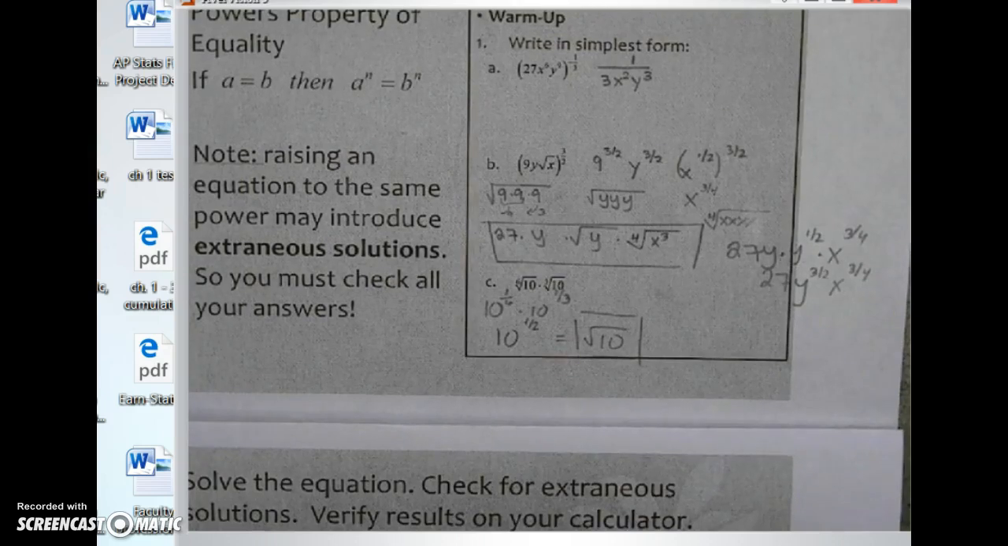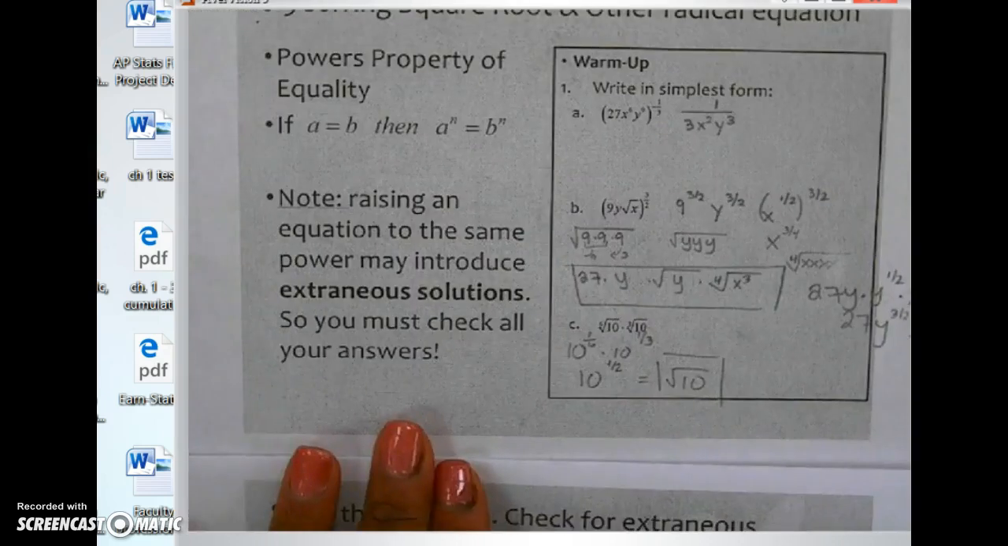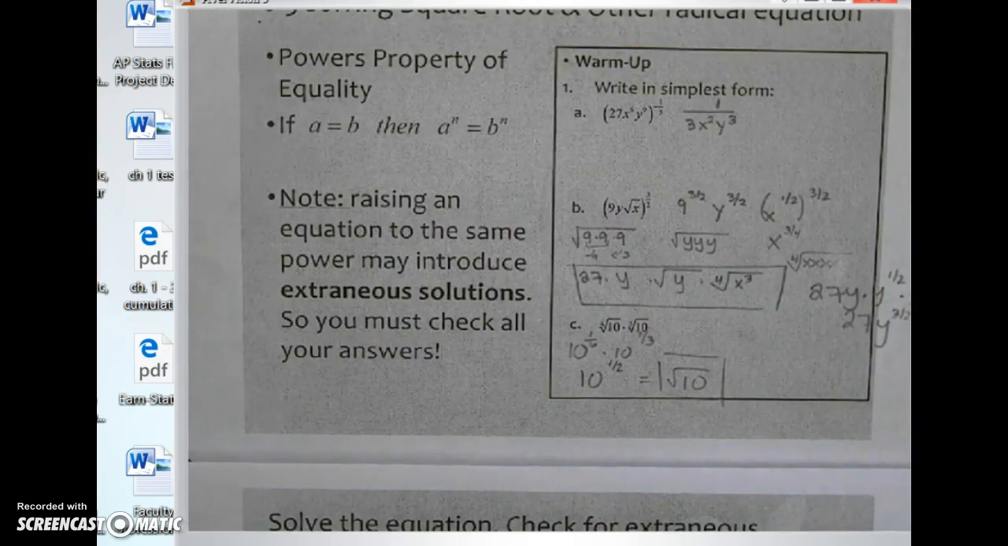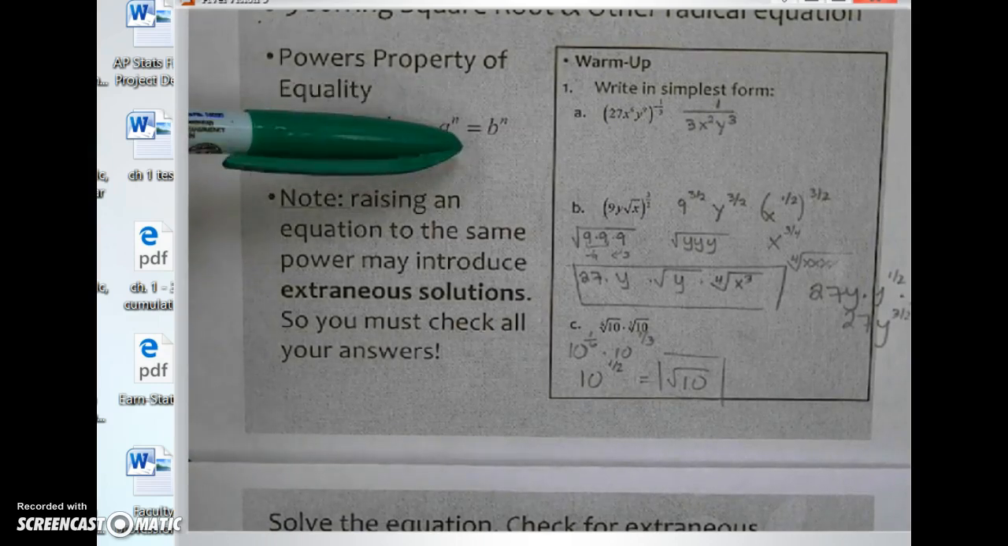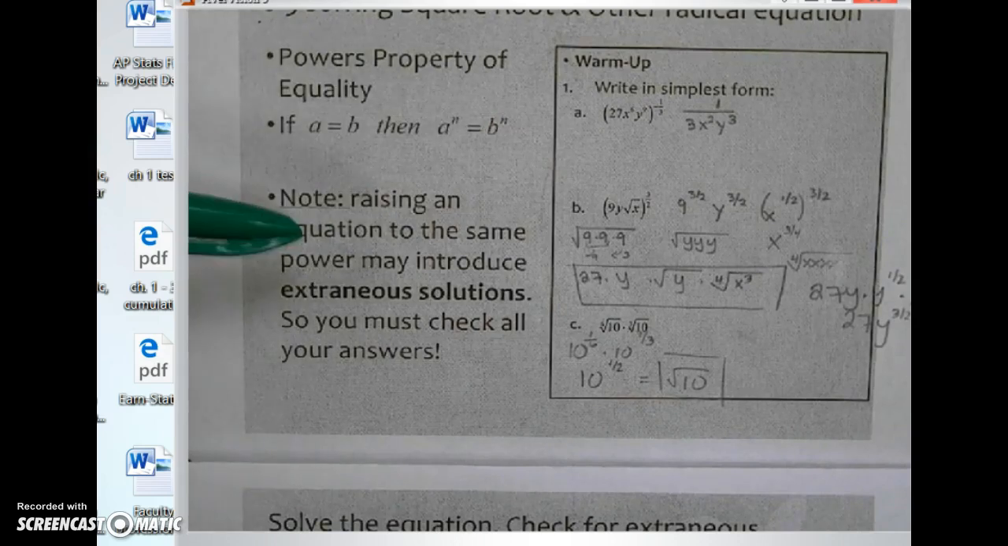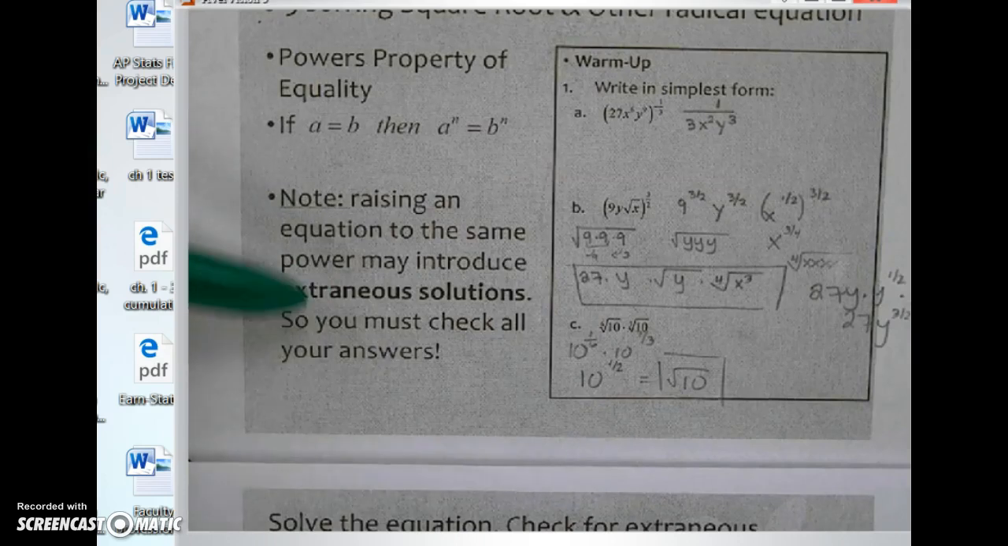So today, we are going to be using the powers property of equality, which says that if a equals b, then a to the n is also equal to b to the n. Please note, raising an equation to the same power may introduce extraneous solutions, so you must check all your answers.